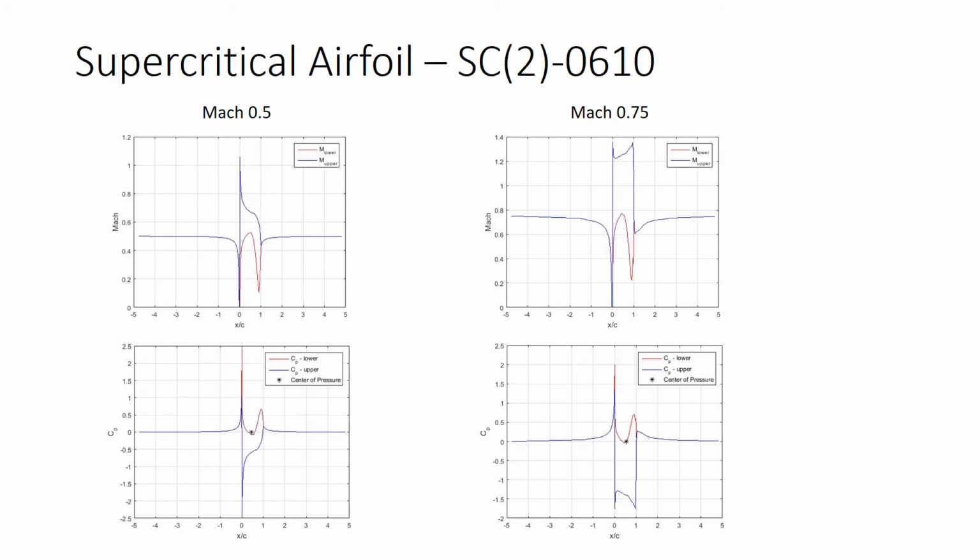Looking at the results for the supercritical airfoil, first at a free stream Mach number of 0.5, we can see that we have a very sharp deceleration in the flow just after the leading edge of the airfoil. If we were to increase the free stream Mach number to 0.75, we can see that instead of this deceleration happening at the leading edge, it actually gets pushed all the way to the trailing edge of the airfoil.